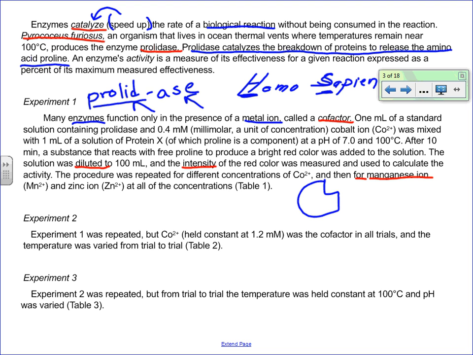Cofactors. And then what happens is the two pieces physically fuse together, which allows it to function. All right. So without a cofactor, the enzyme won't actually work. All right. More and more cofactor, more and more activity.